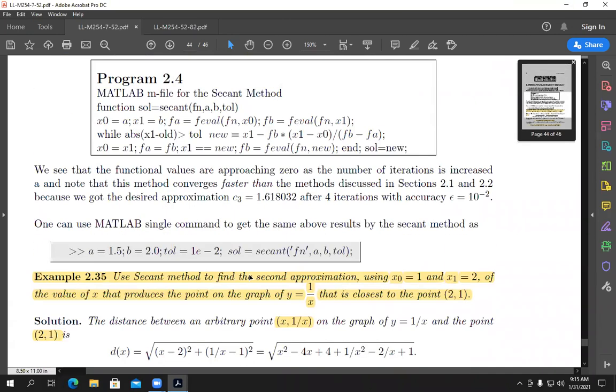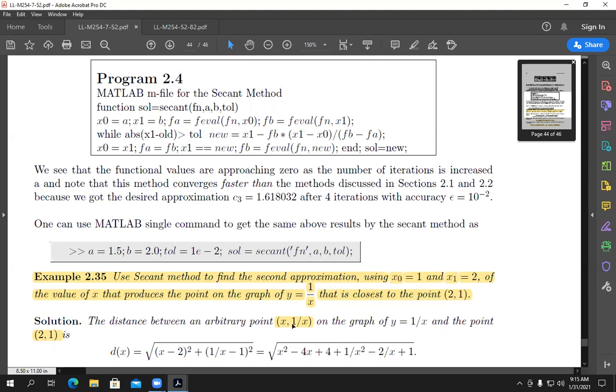This is the example I gave last time in the final exam. No, sorry, in the midterm, I think. Use the secant method to find the second approximation for the x value, where x is a point of the graph, and this graph is closest to this one. You remember this one, the same example we did in the case of the Newton method.